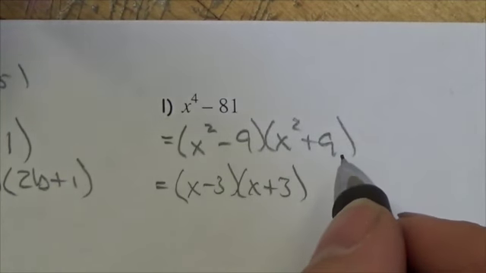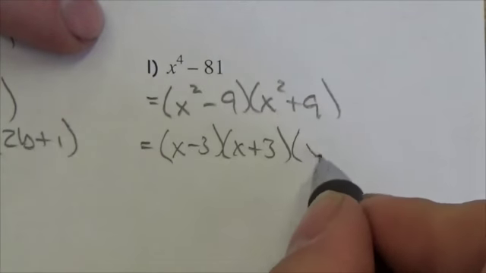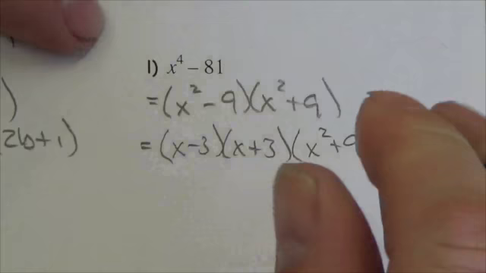But x squared plus 9 isn't. That's a sum of squares, and I don't have a rule for factoring that, so I would leave that as just x squared plus 9. That's all you have to do.